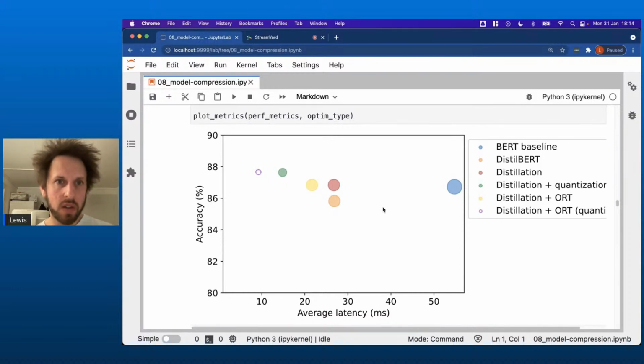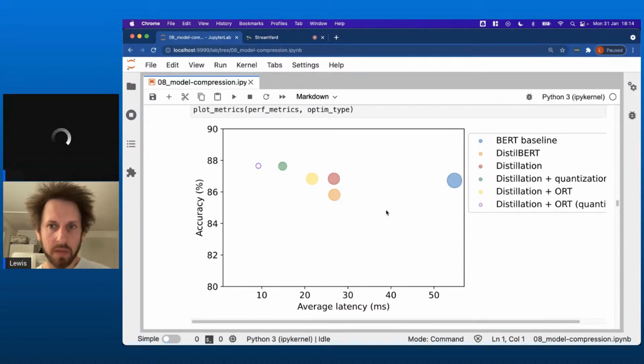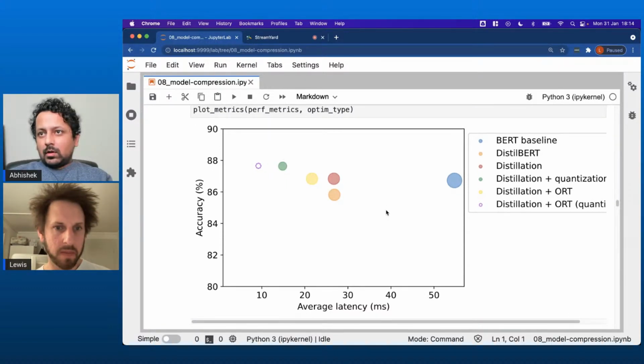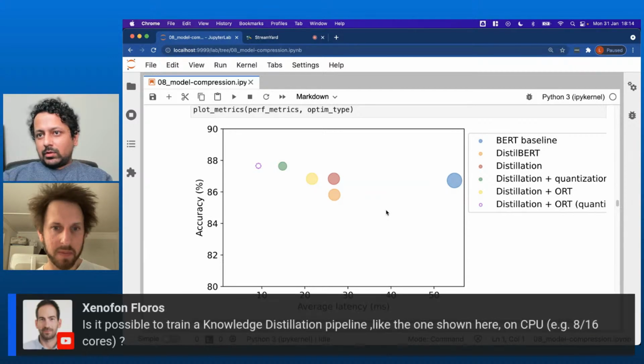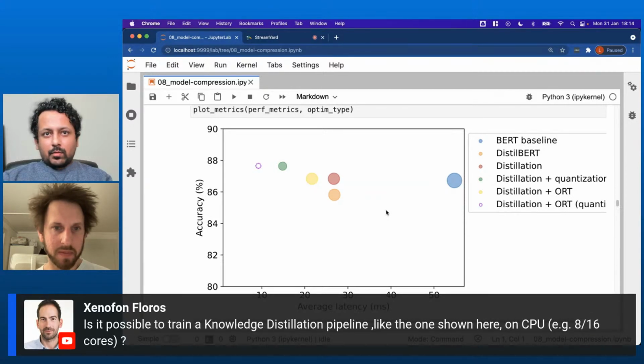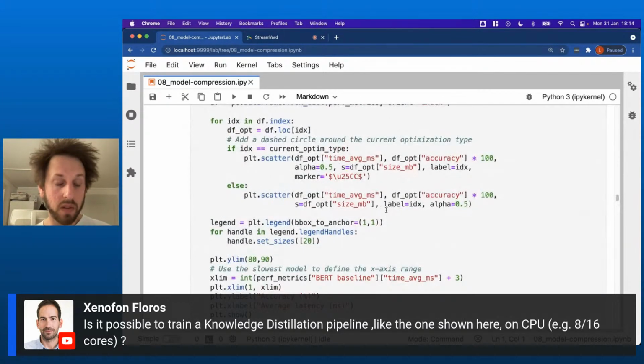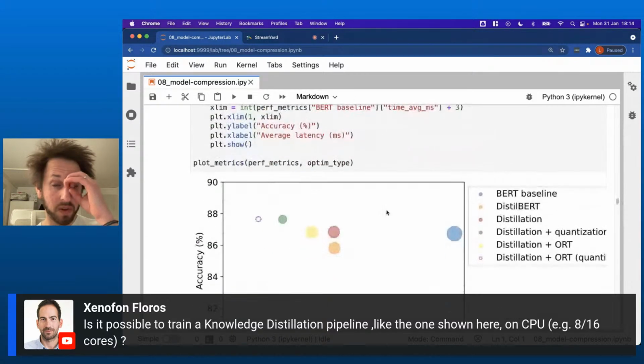Any questions, Abhishek, at this stage, or should I carry on with some of the other techniques? There are some questions. One question is, is it possible to train a knowledge distillation pipeline like the one shown here on CPU? Yes, you could train it, but it will be very slow.